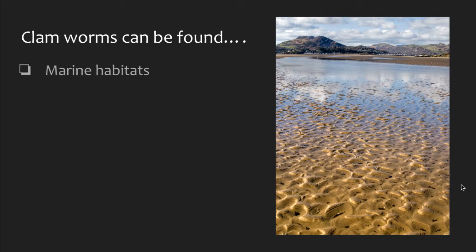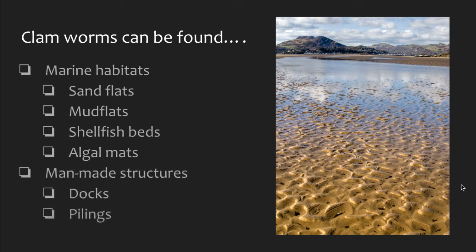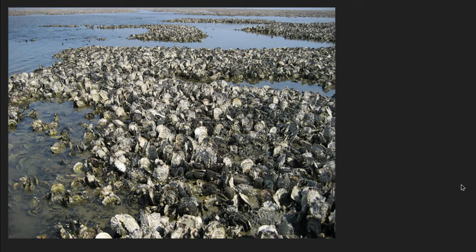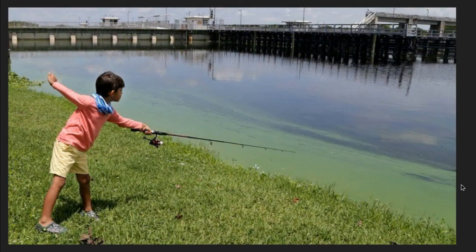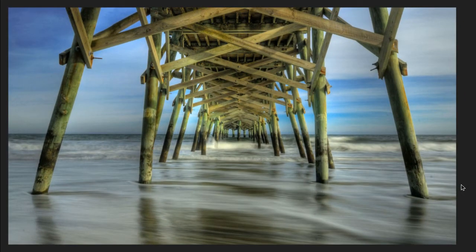Clamworms are commonly found in a variety of marine habitats such as sandflats, mudflats, shellfish beds, and algal mats. Some species of clamworms can also be found living among barnacles and algae on man-made structures such as docks and pilings. So you see here, that's a picture of mudflats. This is a shellfish bed. Look at all those mollusks. This is an algal mat. And then you're probably familiar with docks and pilings.